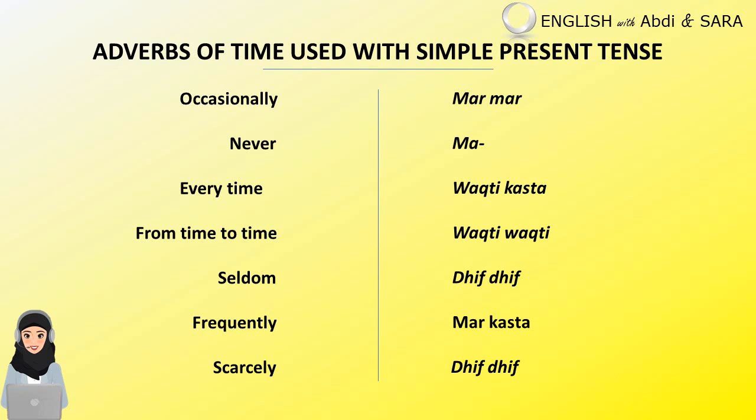Frequently and occasionally almost mean the same thing, and always and regularly they mean almost the same thing. Frequently, markasta. Scarcely also means the same as seldom.